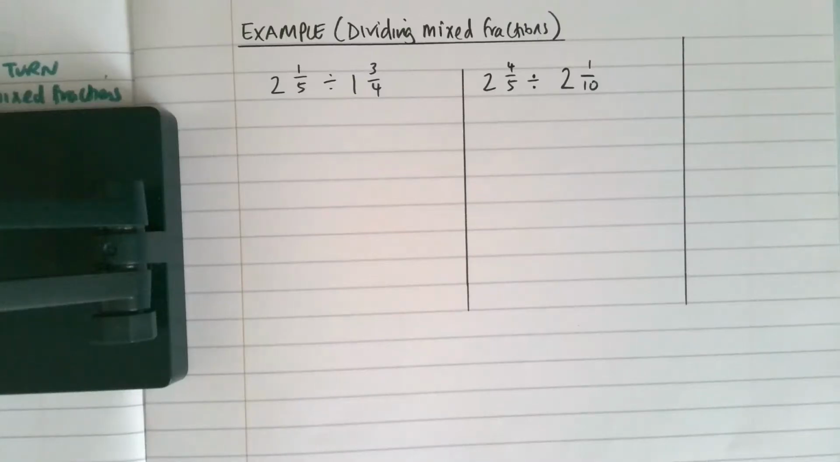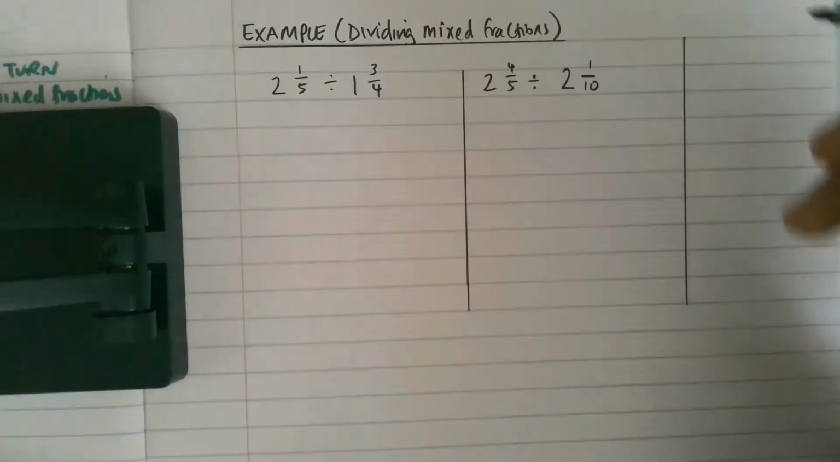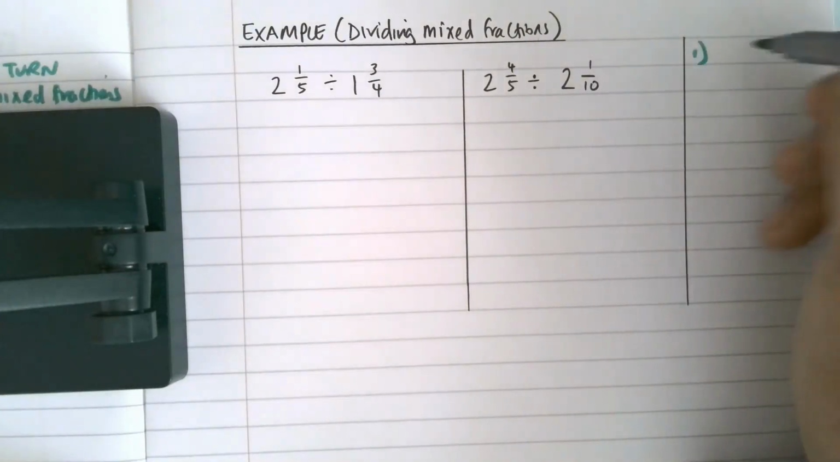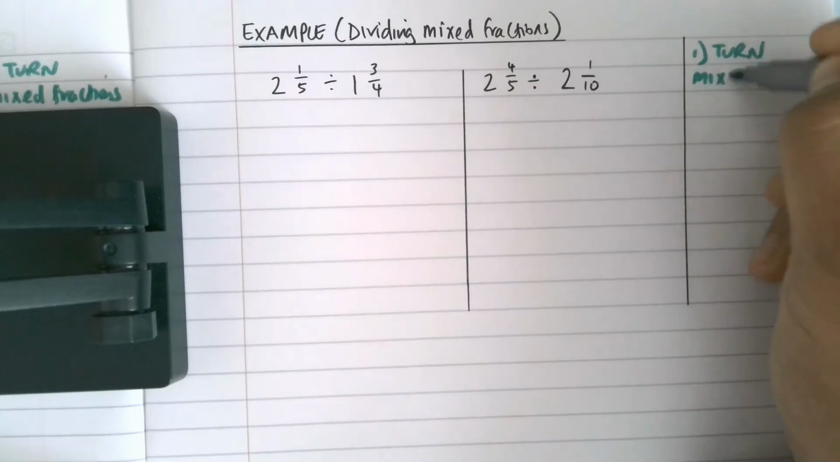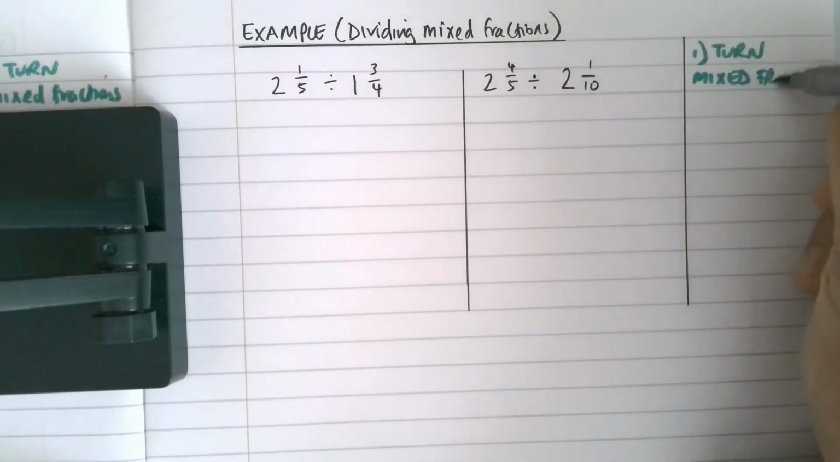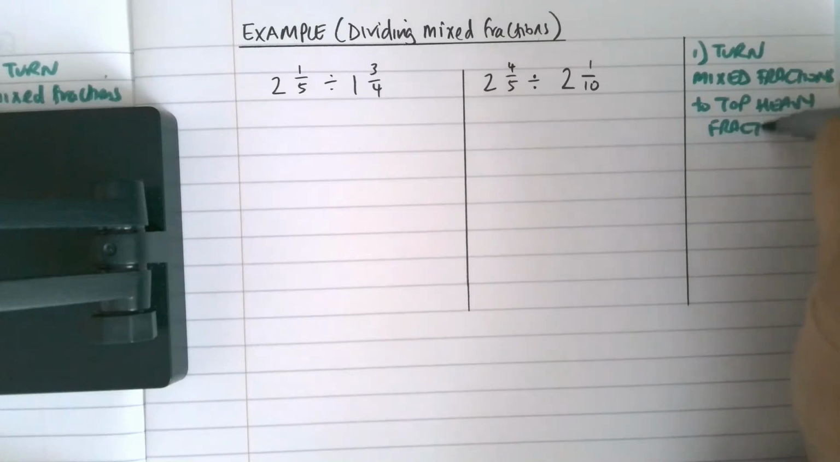Dividing mixed fractions. So this time we're going to have to turn these mixed fractions into top-heavy fractions. That'll be the first step. So we've got 2 and 1 over 5 divided by 1 3/4. The easiest first step would be just to turn these mixed fractions to top-heavy fractions.